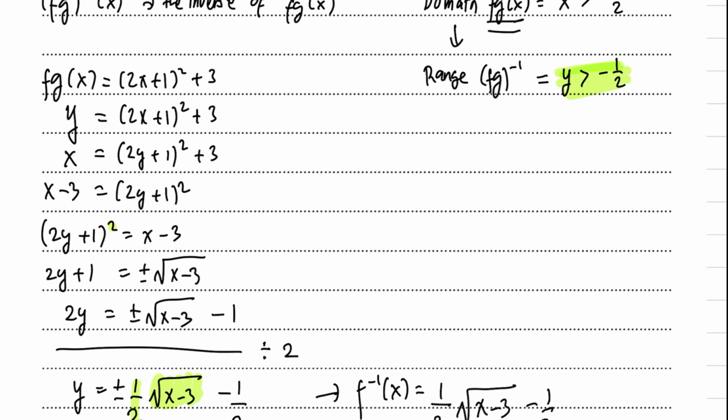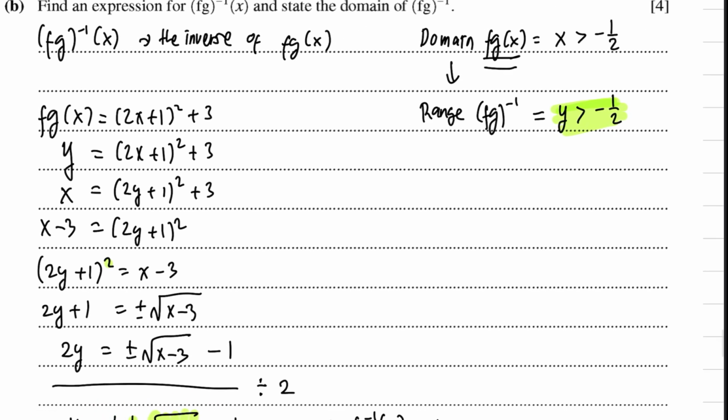If we take the negative value, negative half, that will become less than half. Because we want y bigger than minus half, sorry, minus half must be added by the positive value. So that is the result.